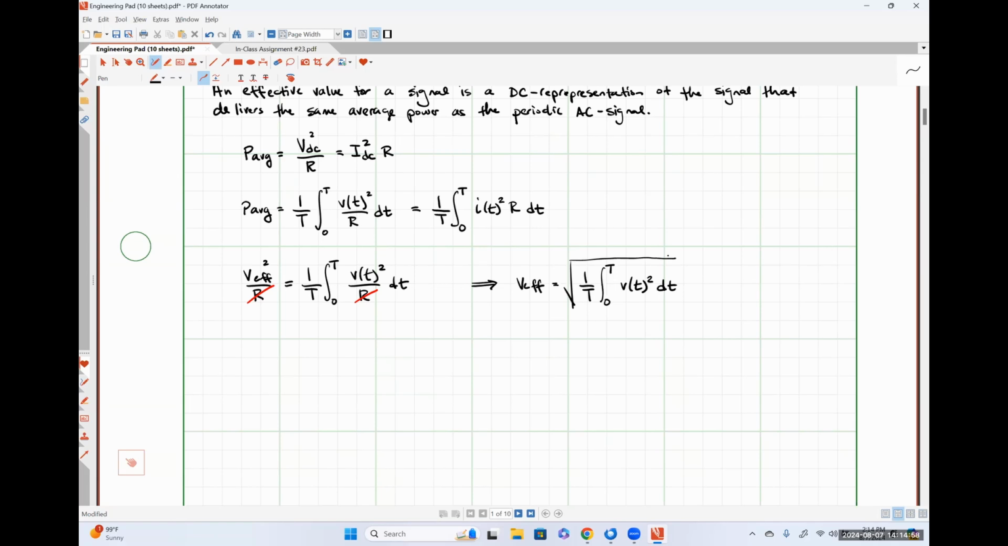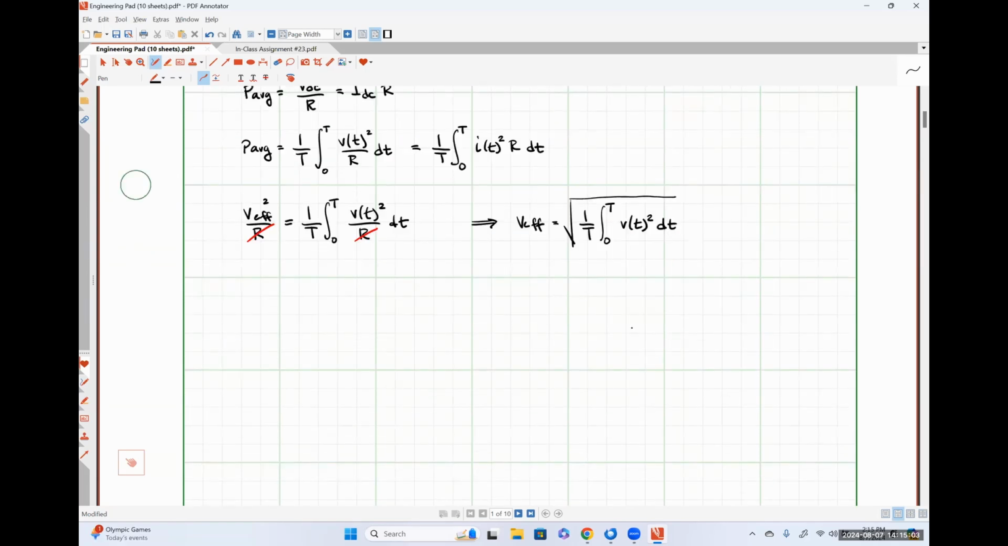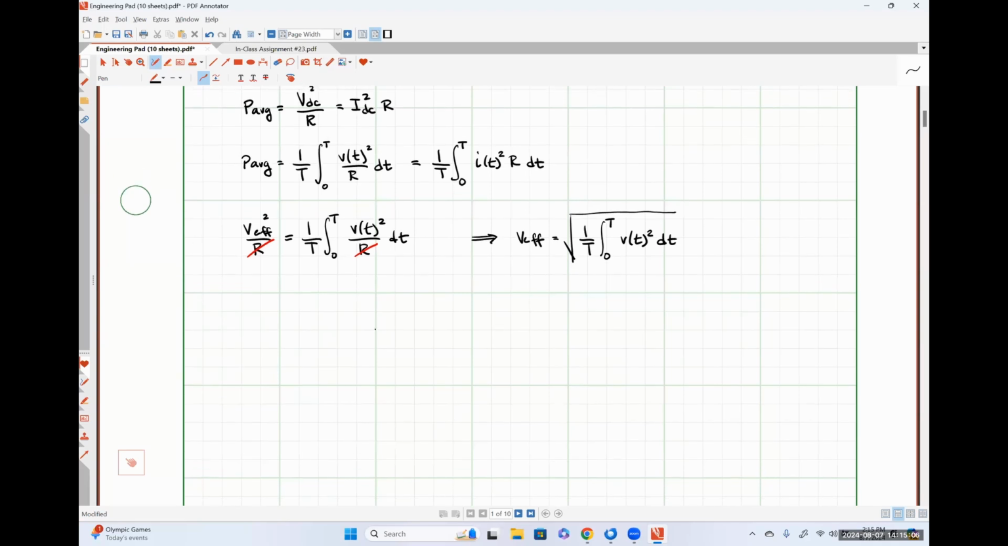If we did a similar derivation for the current relationships, we can do that really quickly here. We would see that we would have I_DC squared times R is equal to 1 over T times the integral from 0 to T of our periodic current squared times R with respect to time. Once again, the resistor values cancel out. I'm going to erase that DC thing and call this I effective.